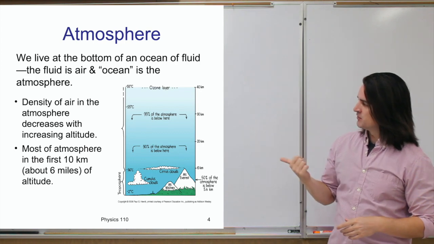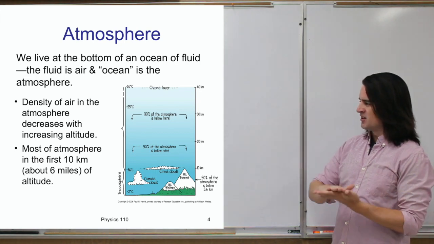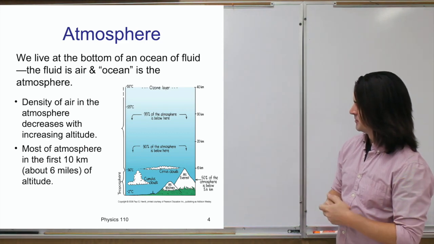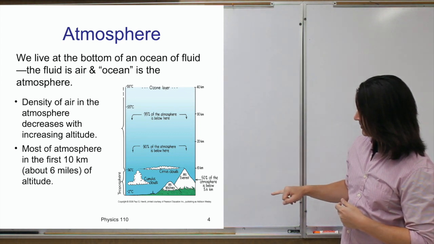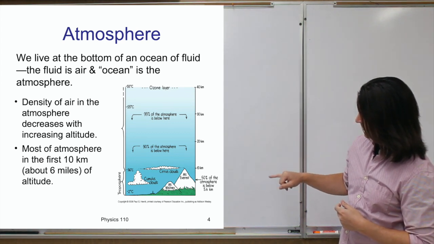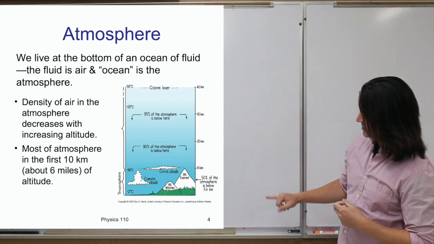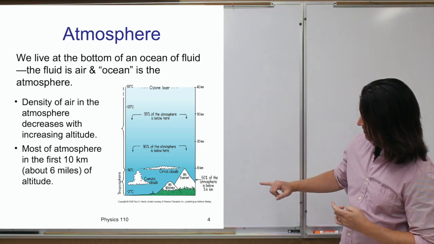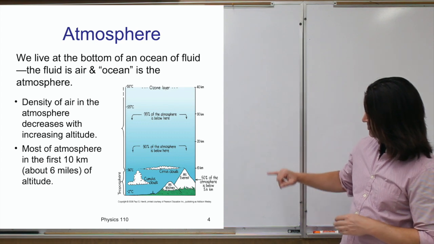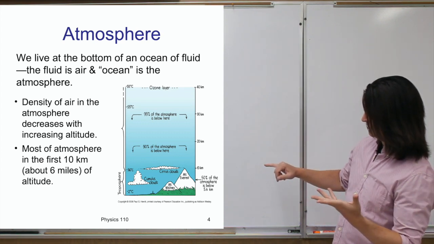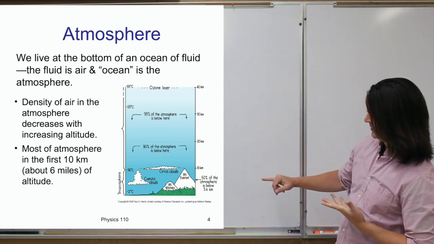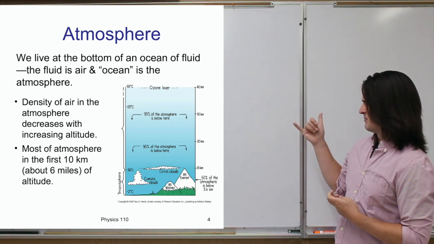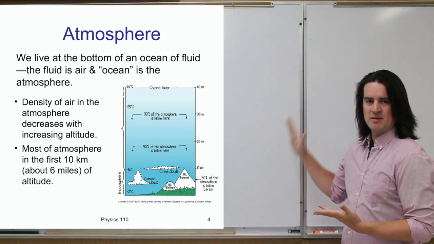So it turns out that most of the atmosphere is within about the first 10 kilometers, or about 6 miles from the Earth's surface. If we look at this image here, going from sea level, this first layer is what we call the troposphere, and that's up to about 10 kilometers. It doesn't actually show on here, but more than half the atmosphere is below this level, and at 10 kilometers, I'm guessing maybe about 75 or 80% of the atmosphere is below there.